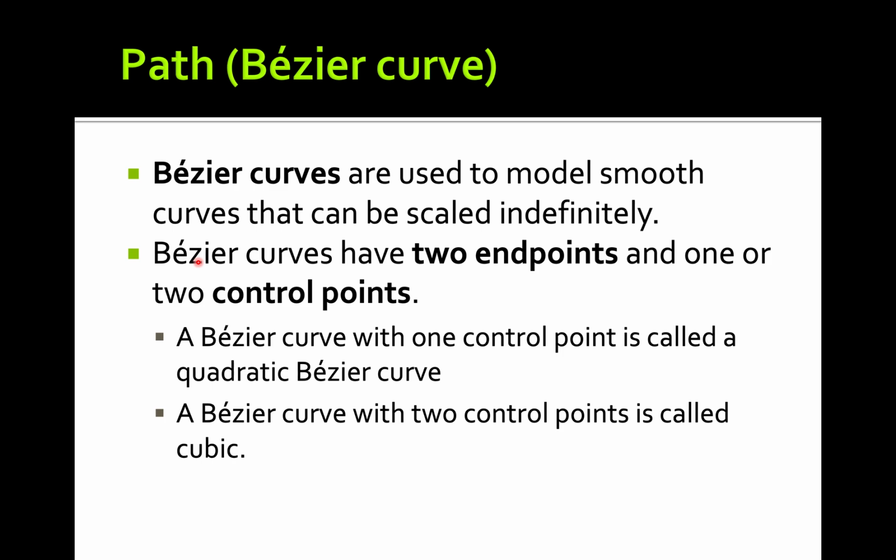We also have Bézier curves, which are used to model smooth curves that can be scaled indefinitely. Bézier curves have two endpoints and one or two control points. I will show you what that means when the examples come. So we want to draw a curve between two points, and we also have the control points. A Bézier curve with one control point is called a quadratic Bézier, and a Bézier curve with two control points is called a cubic curve. If we have only one control point, it's a quadratic curve. If we have two control points, it becomes a cubic curve.